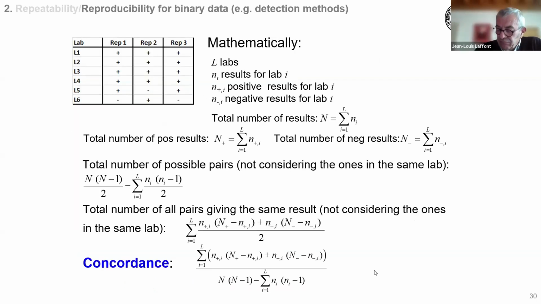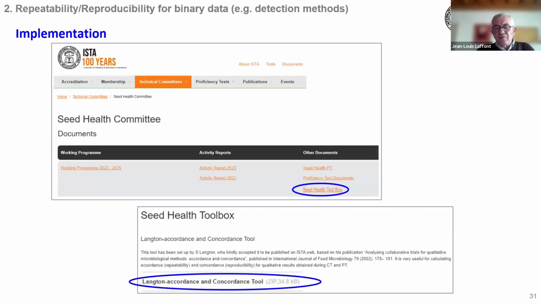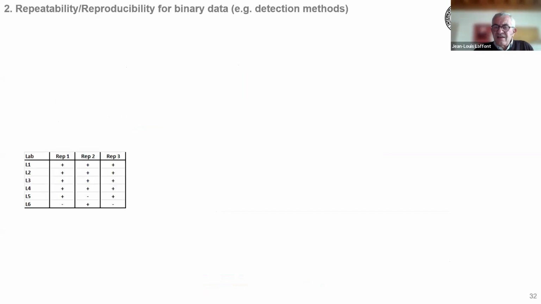Okay, here are the mathematical details only for reference. These computations can be performed with the Langton accordance and concordance tool that you can get freely from the ISTA website. You go to technical committee, seed health committee, then you will see the seed health toolbox, and you will find the Langton accordance and concordance tool, and you can download it. This tool is an Excel spreadsheet. Let's see how we make the computation using our small example.